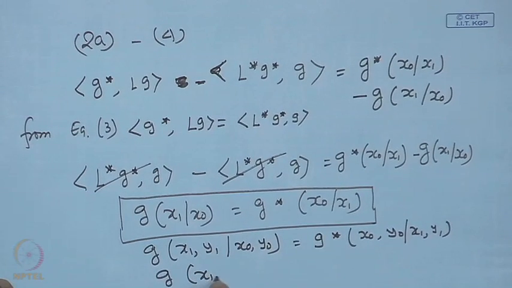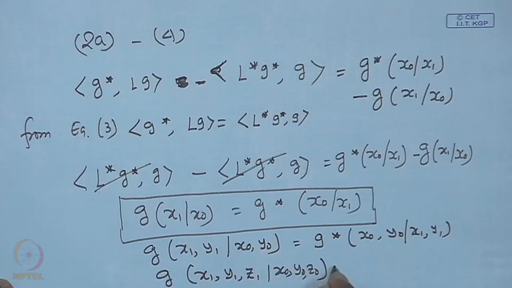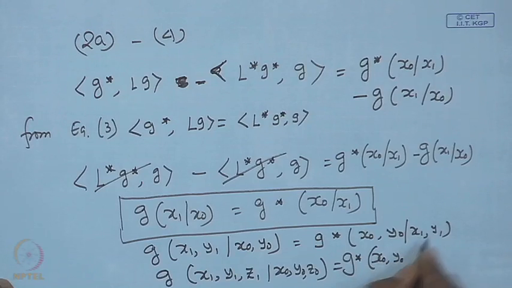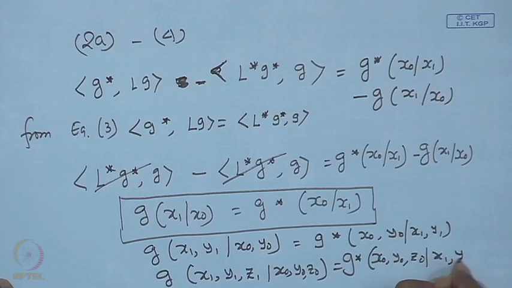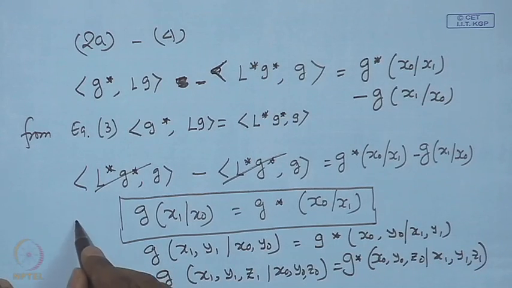G(x1, y1, z1 | x0, y0, z0) is equal to G star(x0, y0, z0 | x1, y1, z1). So, that is a general relationship, and this gives a relationship between G and G star.